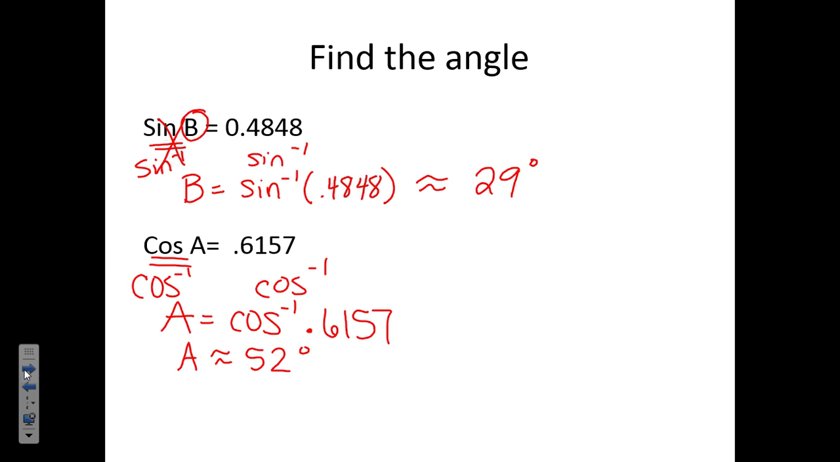So we need to understand both regular sine, cosine, and tangent ratios, as well as how to use that inverse when we're solving for our right triangles here.